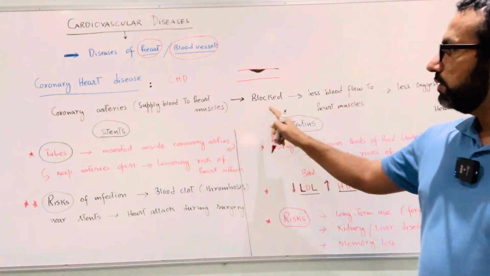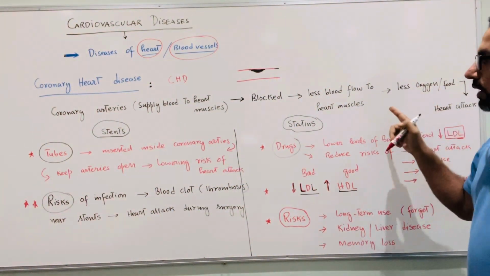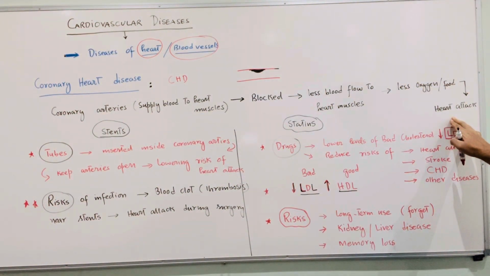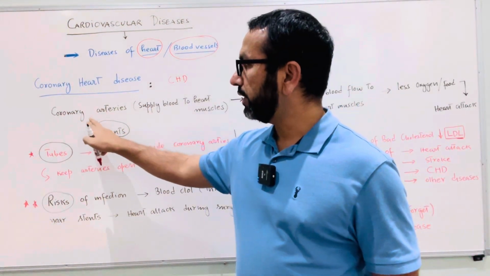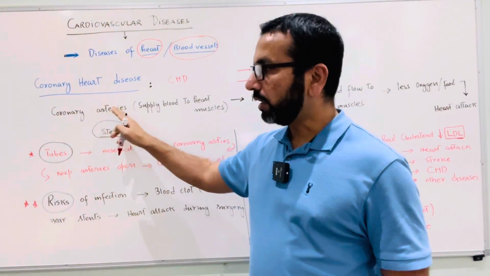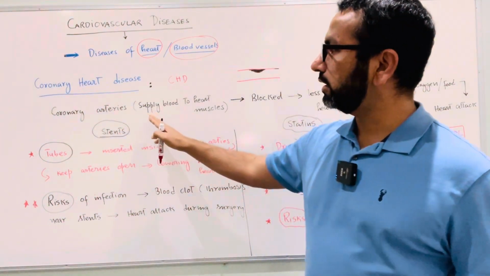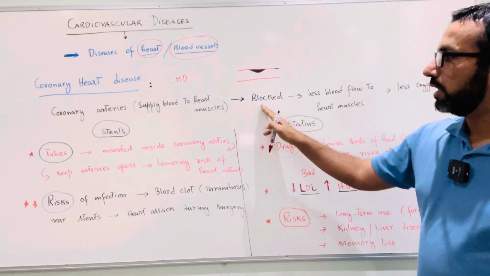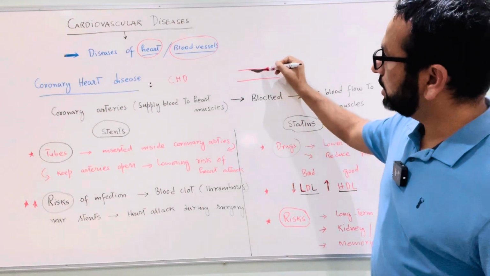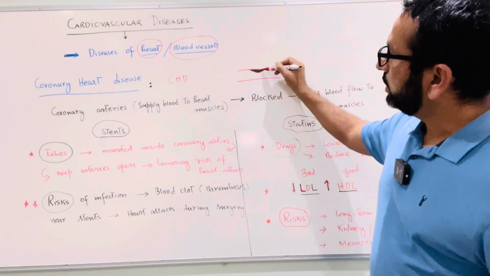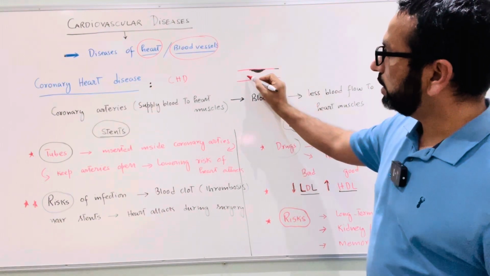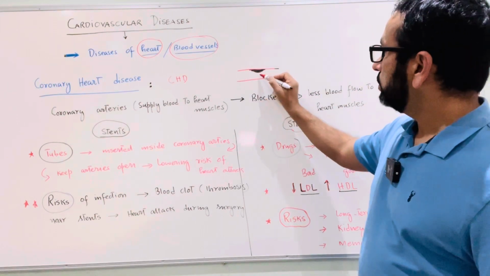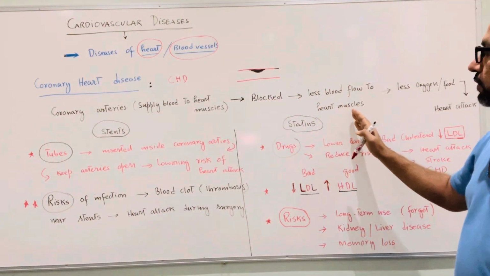Okay, so here we will learn all the steps of how coronary heart disease can cause a heart attack at the end. So first of all, what are coronary arteries? These are the arteries which supply blood to heart muscles. If these arteries are blocked like this, you can see that the passage for the flow of blood is going to be reduced.